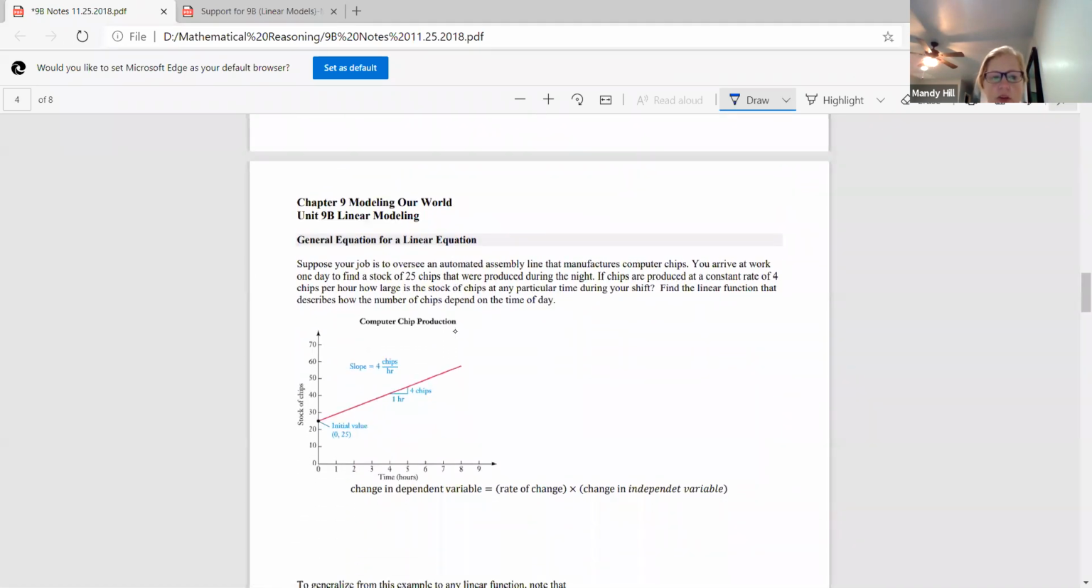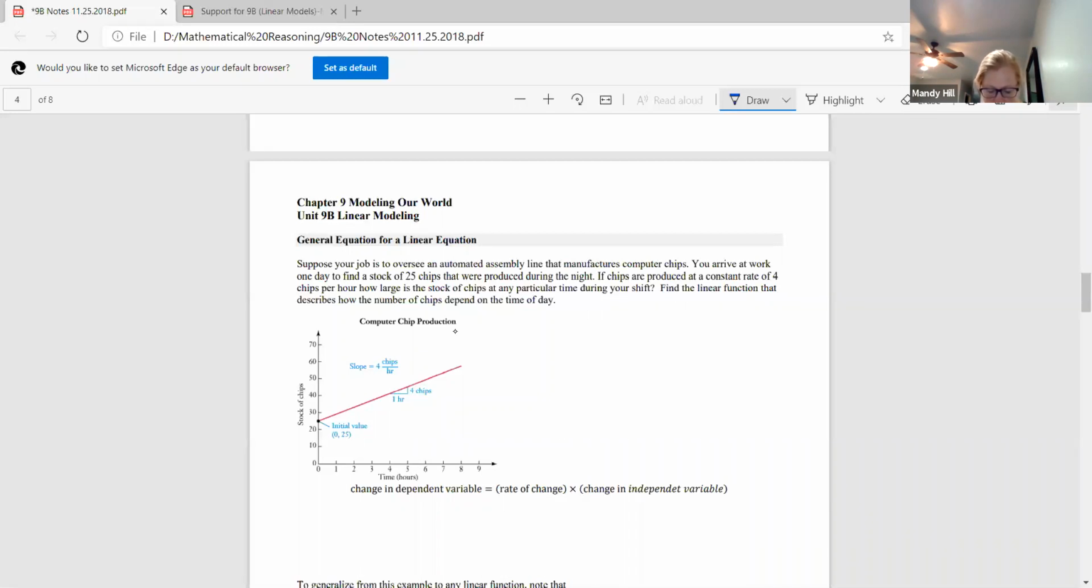Suppose your job is to oversee an automated assembly line that manufactures computer chips. You arrive at work one day to find a stock of 25 chips that were produced during the night. If chips are produced at a constant rate of 4 chips per hour, how large is the stock of chips at any particular time during the shift? Find the linear function that describes how the number of chips depends on the time of day. So the goal is to write an equation for the function.